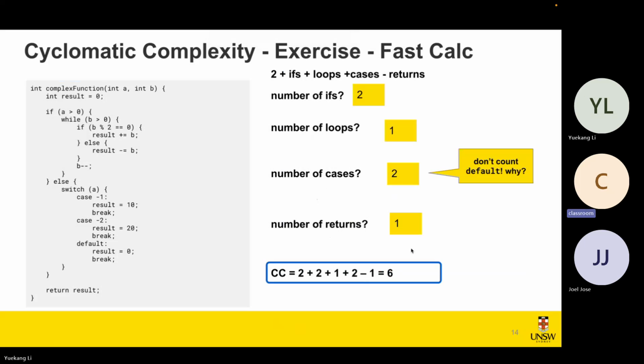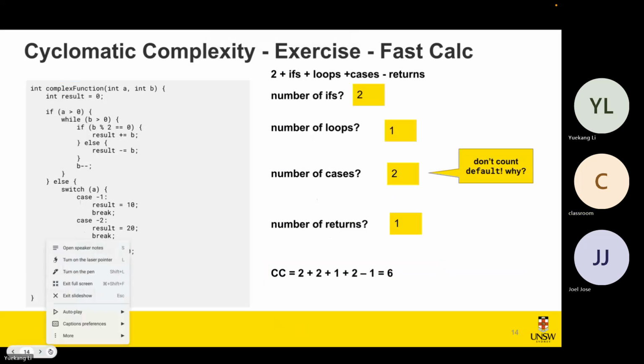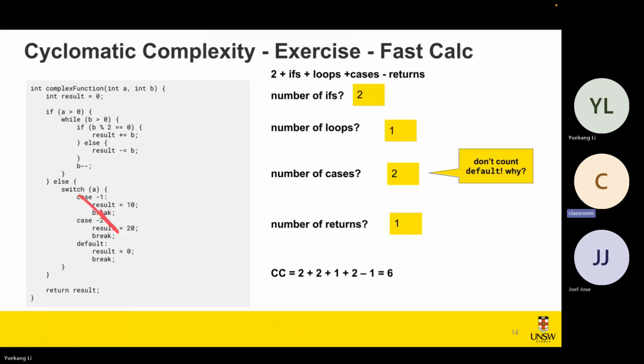But you may wonder, why didn't we count this default case? We can think about one extreme case where this entire switch statement has only one default case. Let's assume that we don't have case 1 and 2, we just have one default case. Then this entire thing is just one basic block, right? It doesn't have any branch, it doesn't have any extra edges. So this default case actually works like else here.